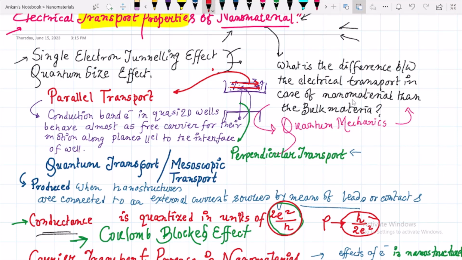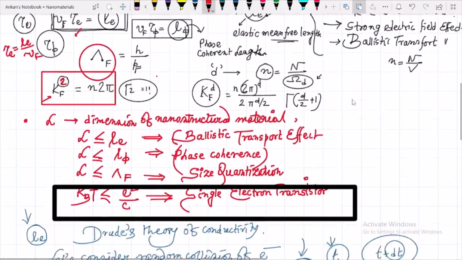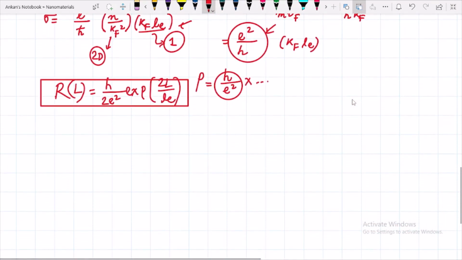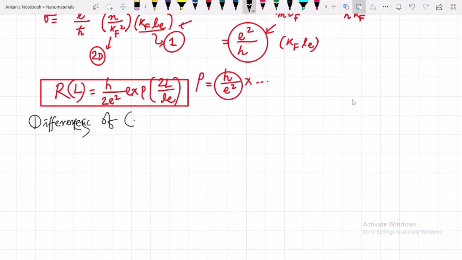There is another interesting property regarding nanostructure material, which is the Coulomb blockade effect, which will be discussed in the next lecture. But what I have discussed till now, if I summarize, then you can find the differences of conduction at macroscale and nanoscale.